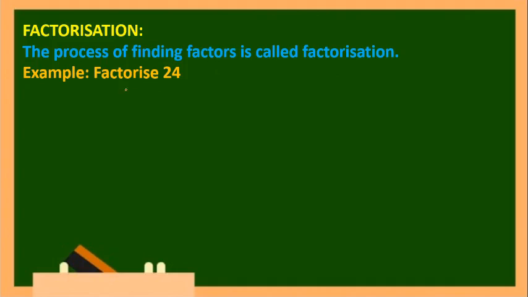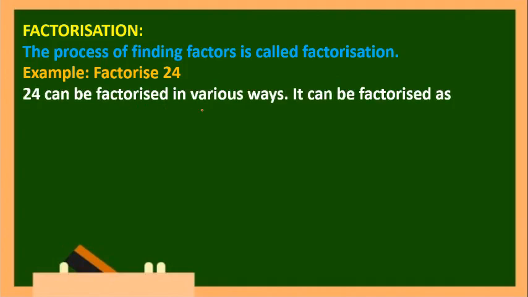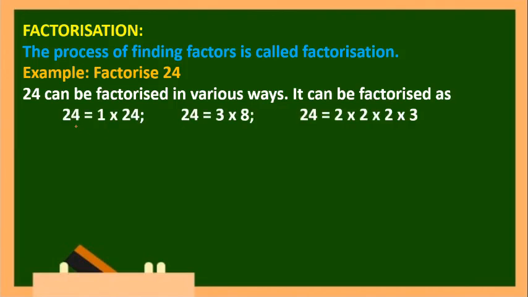Let's see one example. Factorize 24. Here 24 can be factorized in various ways. It can be written as 1 into 24, or 3 into 8, or 2 into 2 into 2 into 3, because 2 2s are 4, 4 2 times 8, 8 3 times 24. So this way we can factorize 24 in various ways. This is known as factorization.